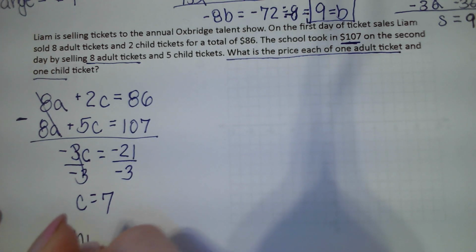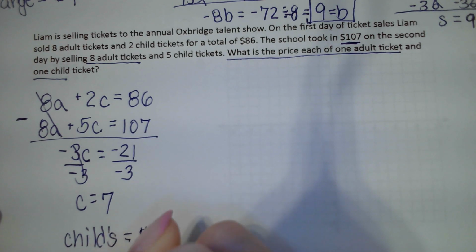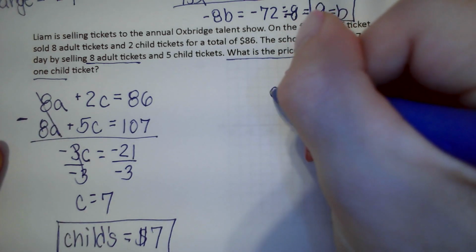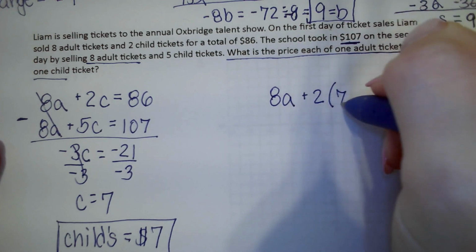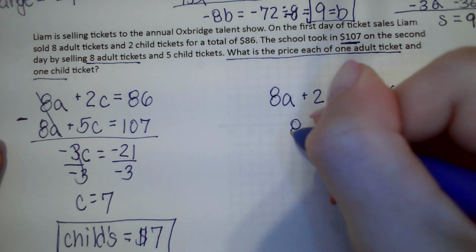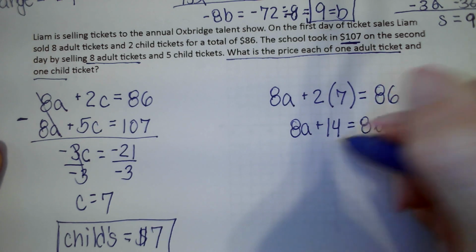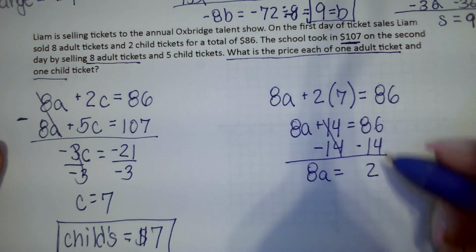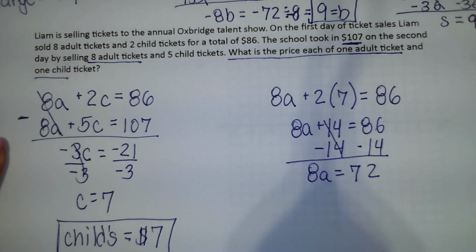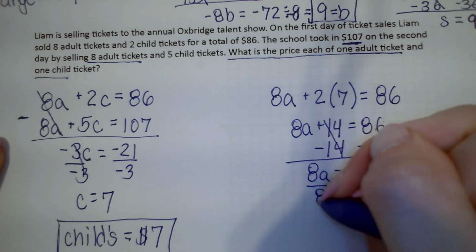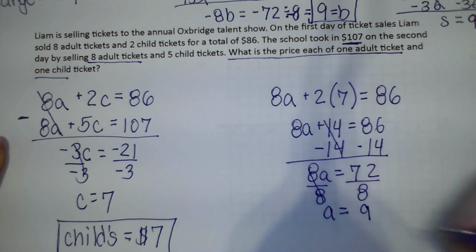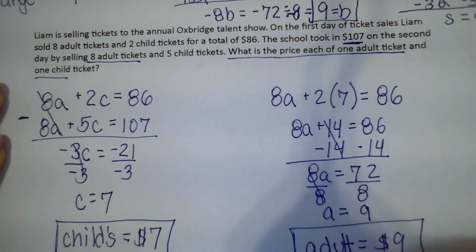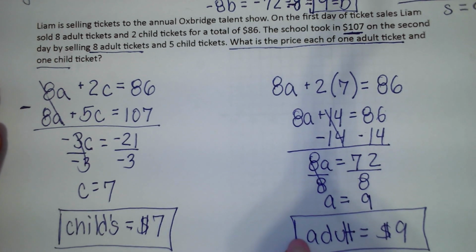So a child's ticket is $7. Now we know the child's price, so let's take one of our other equations. Let's take 8 adult tickets plus 2 child tickets. That equals $86. So 8A plus 14 equals 86. We're going to subtract 14, and we get 8A equals 72. Divide by 8. So an adult ticket is $9. Adult is $9. So a child's ticket would be $7, an adult ticket is $9.